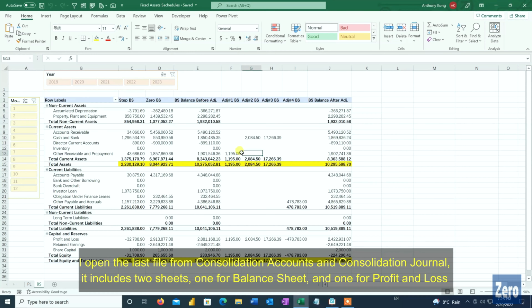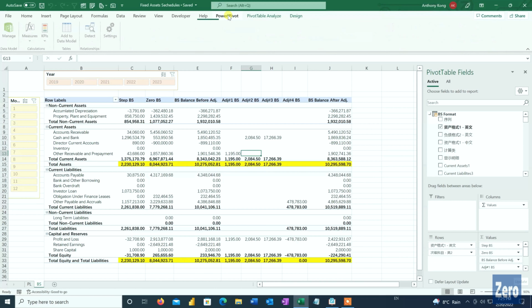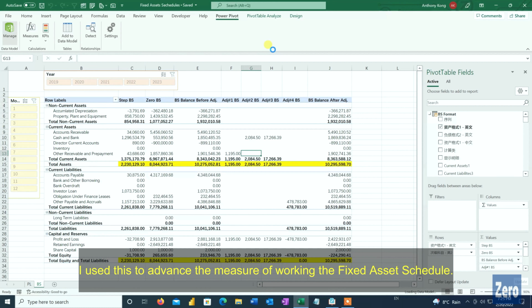I opened the last file from Consolidation Accounts and Consolidation Journal. It includes 2 sheets, one for balance sheet, and one for profit and loss. I used this to advance the measure of making the fixed asset schedule.